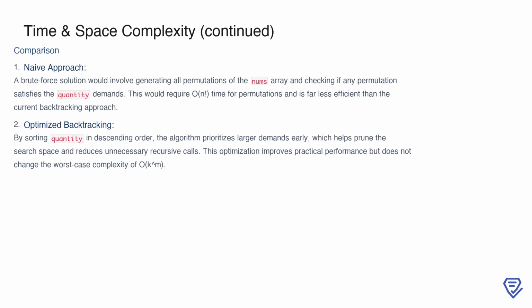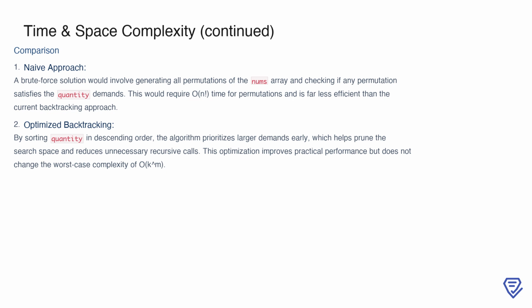Let's compare this optimized approach to a naive alternative. A brute force solution would involve generating all permutations of the nums array and checking whether any of them satisfies the demands in the quantity array. Since there are O(n!) permutations of nums, this approach is computationally infeasible for large inputs and is far less efficient than the backtracking solution. The optimized backtracking method improves performance by sorting the quantity array in descending order. This strategy prioritizes larger demands earlier, which helps prune the search space more effectively and reduces unnecessary recursive calls.